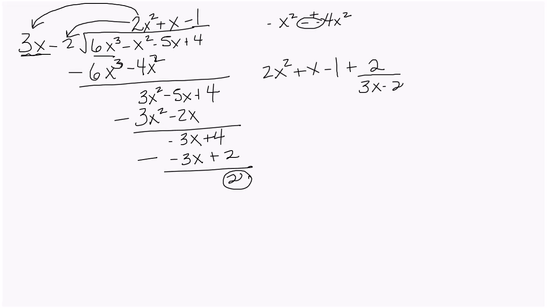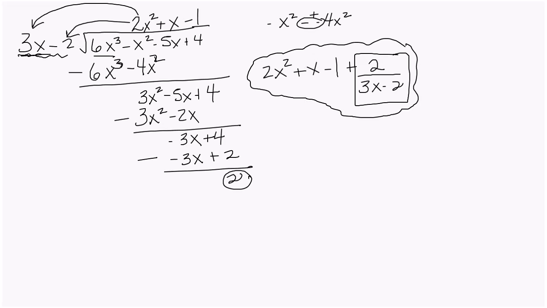So your remainder is always going to be over what you're dividing by. And if you can reduce it in any way, you're going to want to reduce that fraction, but 2 over 3 can't be reduced, so we're just going to save that. So my answer to this question is going to be 2x squared plus x minus 1 plus 2 over 3x minus 2, because that is the remainder. Okay. So that's doing it by long division.